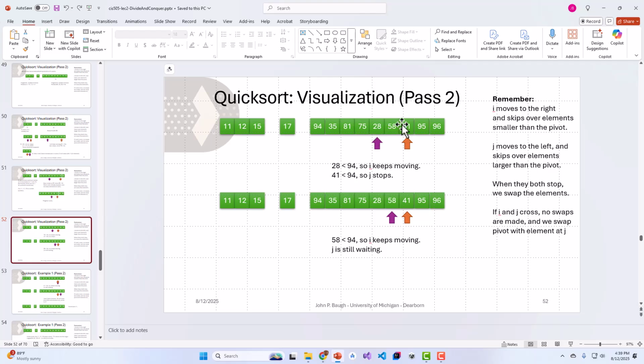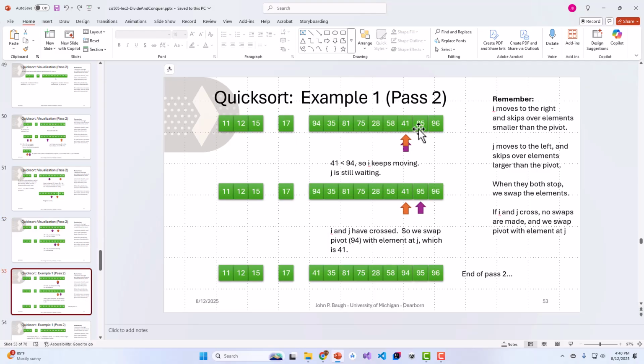58 smaller. Keep going. 58 and 41. Since 58 is less than 94, I keeps moving. So they end up on the same one. Okay. 41 is less than 94, so the I keeps moving. Now, all this time, J is staying where it's supposed to be. It just stays at the 41. The I has now passed it. 95 is larger than the pivot. So now we have both of them stopped, so we swap them.